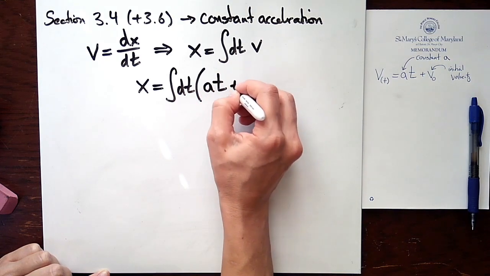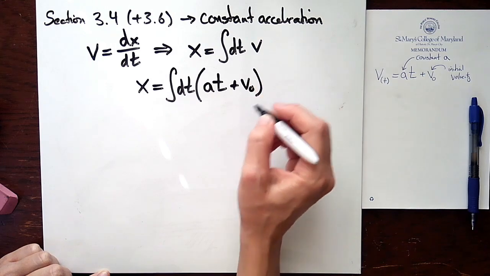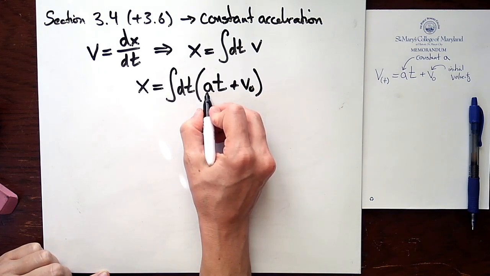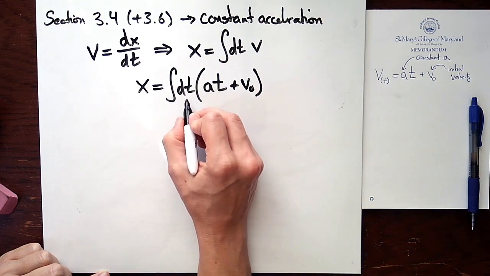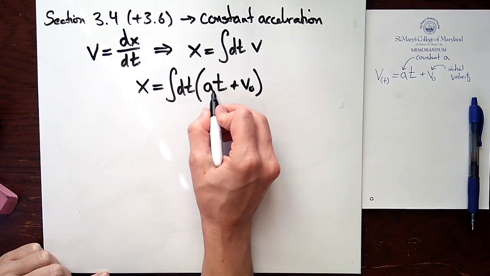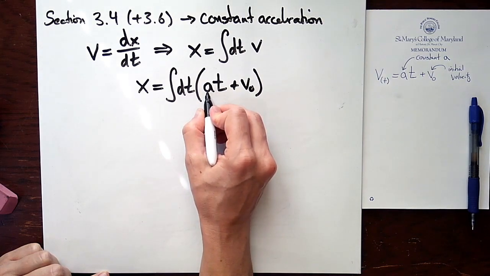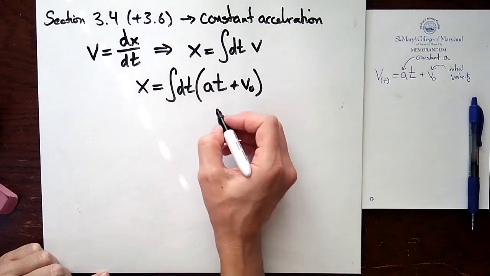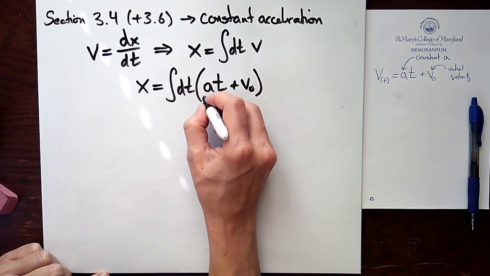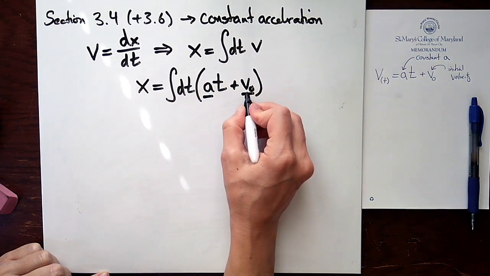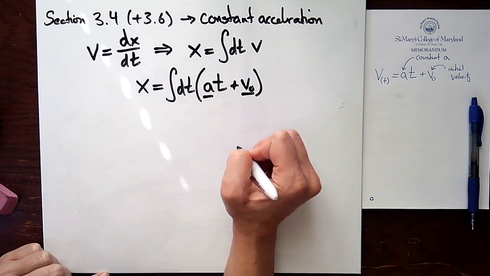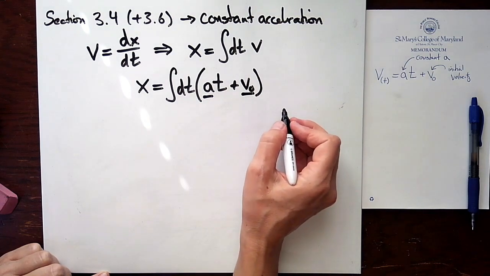Acceleration times time plus the initial velocity. And normally this might be changing, so this integral would be tricky to do because it'd have some variation with t here and some in acceleration, but we've explicitly said it's constant, so that's a constant, and that's a constant. That's the velocity at one particular time, t equals 0, so we can go ahead and do this integral.